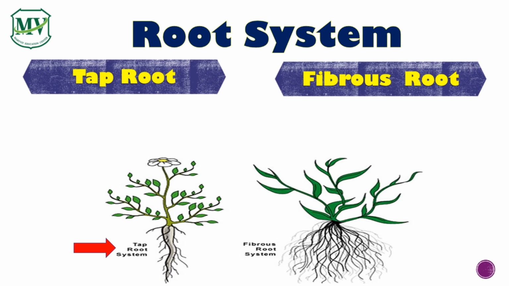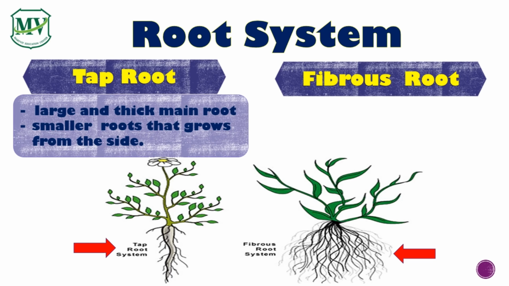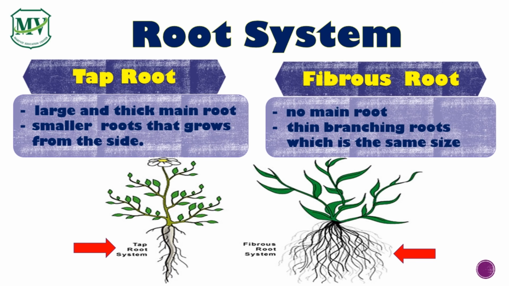There are two kinds of root, the taproot and the fibrous root. Taproot have a large, thick main root and smaller roots that grow from the side, and fibrous root have no main root but have thin branching roots that have the same size.